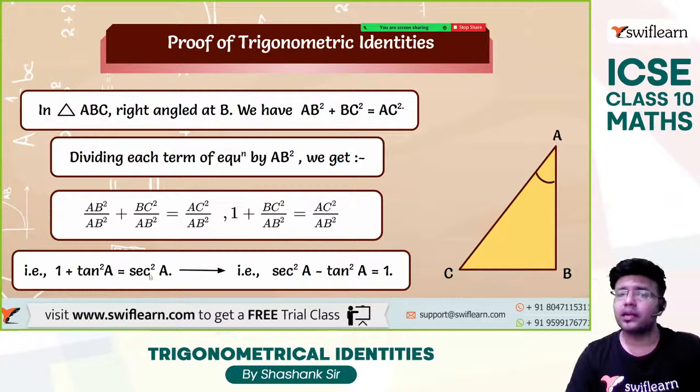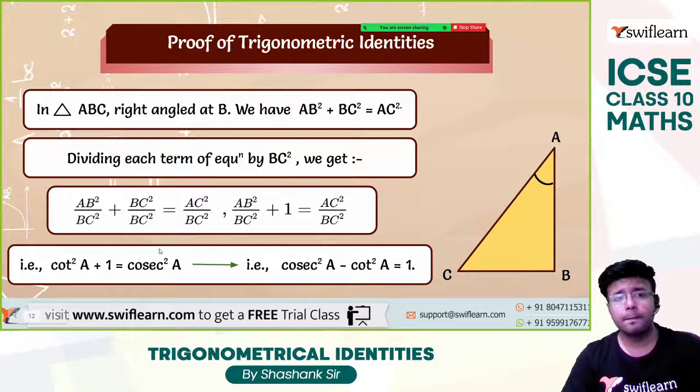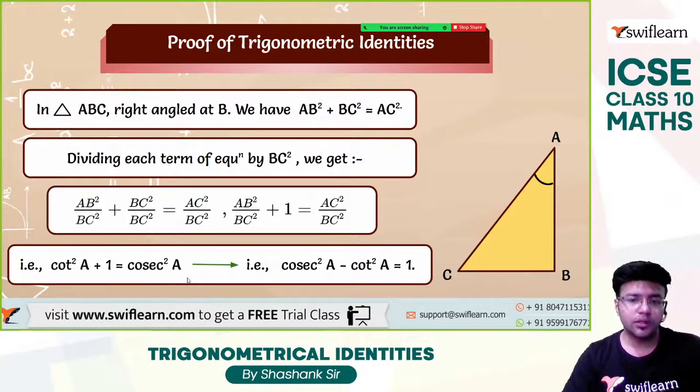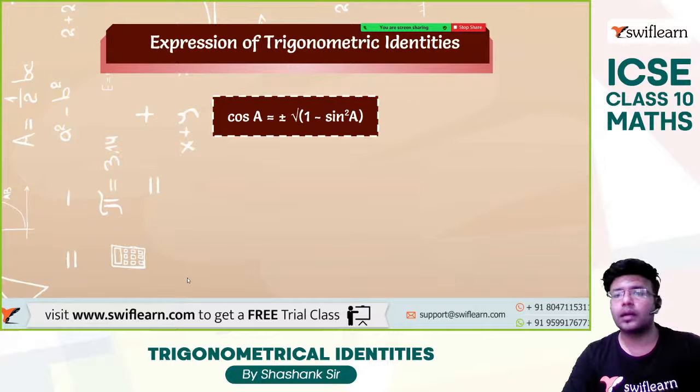I want to take tan this side. So transpose of that, we get sec square A minus tan square A is equal to 1. Similarly, divide by BC square, do the same thing. You get cot square A plus 1 is equal to cosec square A. Now rewrite this equation. We get cosec square A minus cot square A is equal to 1.